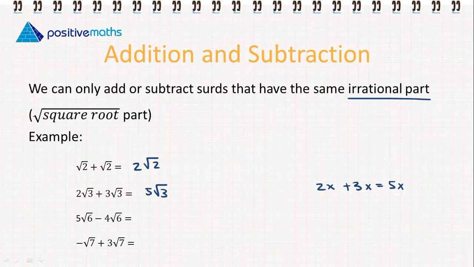Okay, our third example. 5 times the square root of 6 minus 4 times the square root of 6 is going to give us the square root of 6. Minus the square root of 7 plus 3 times the square root of 7 is going to give us twice the square root of 7.